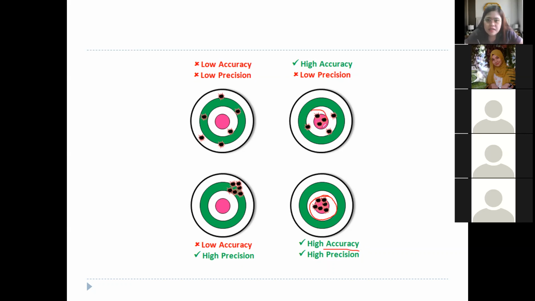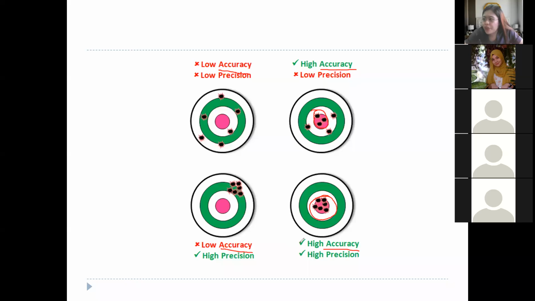And this can be considered as high accuracy also because most of the data falls in the bullseye. But kani na mga wala gyud na hit ang bullseye, dili gyud sila close to the true value, then they are not accurate. Okay? Now, how about the precision?